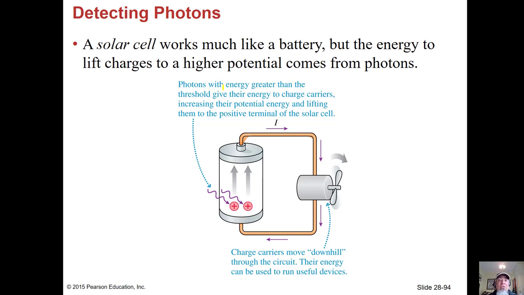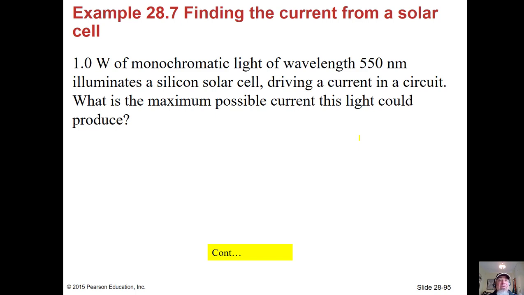Okay. A solar cell works much like a battery, but the energy to lift charges from a lower potential to a higher potential comes from photons. So photons come in, hit the metal, electrons are freed, they go from a lower potential to a higher potential, and you can power this little fan that way. So we're using photons from the sun, hitting something, freeing electrons that make up current, and then that current is used to power, in this case, it looks like a little fan. Okay? Good.